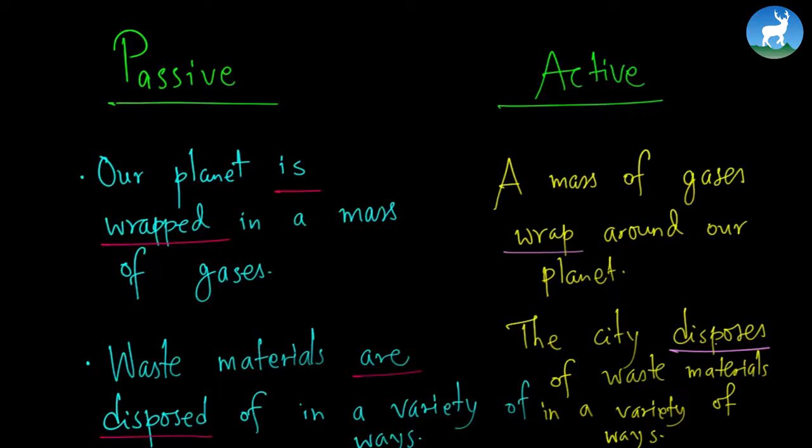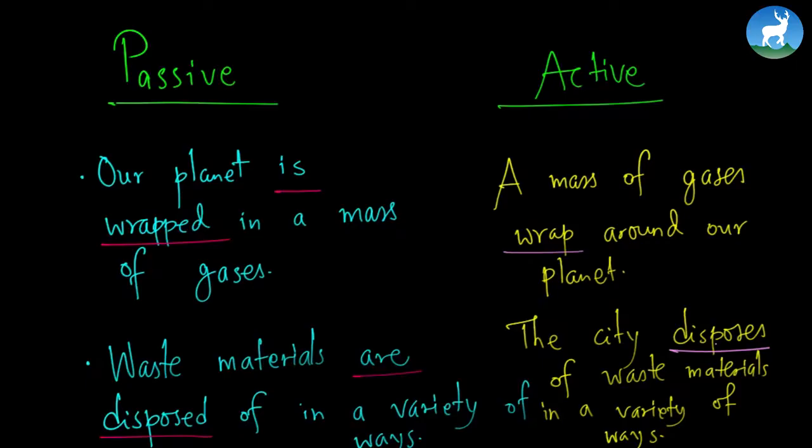Clearly the active voice is much better when it comes to speaking, when it comes to writing, because the writing seems to be strong there. Let's look at the second example. Waste materials are disposed of in a variety of ways. Too constipated, right? The sentence is somehow not working. The structure is too constricted.